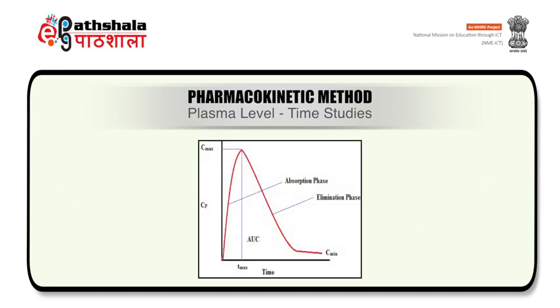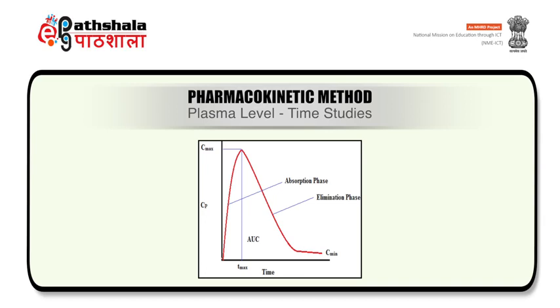The various parameters which are determined when a graph has been plotted between time on the x-axis and the drug plasma concentration on the y-axis are Cmax. It is the maximum possible concentration of the drug in the plasma that is available for its therapeutic activity. It depends on the rate and extent of absorption of the drug. Cmax is directly proportional to the dose and absorption rate.